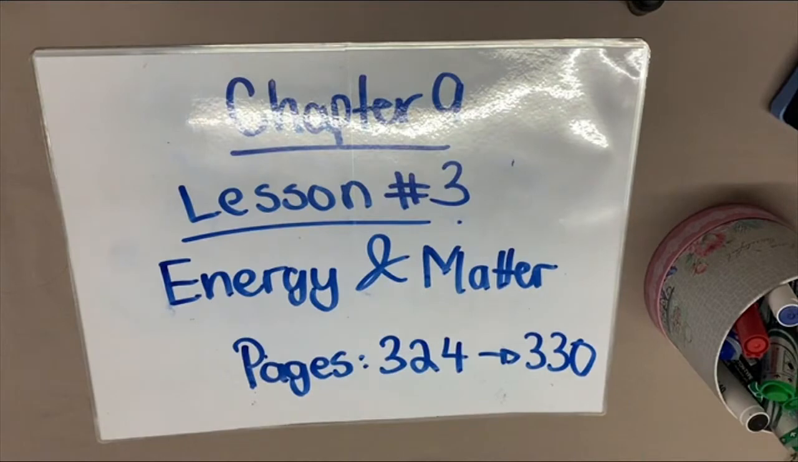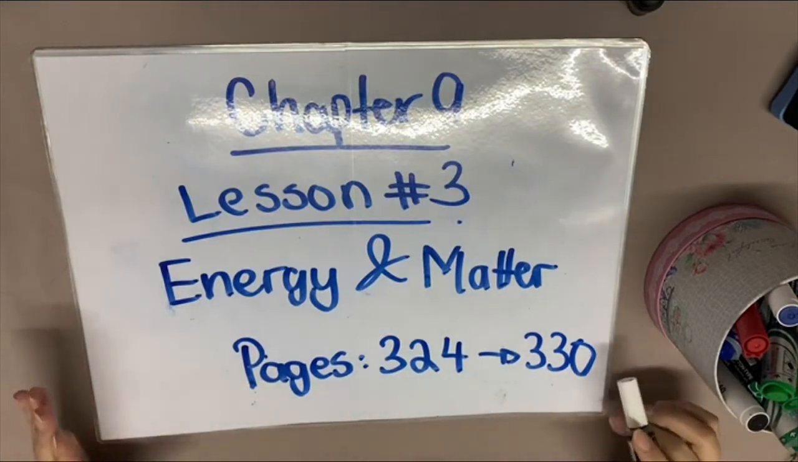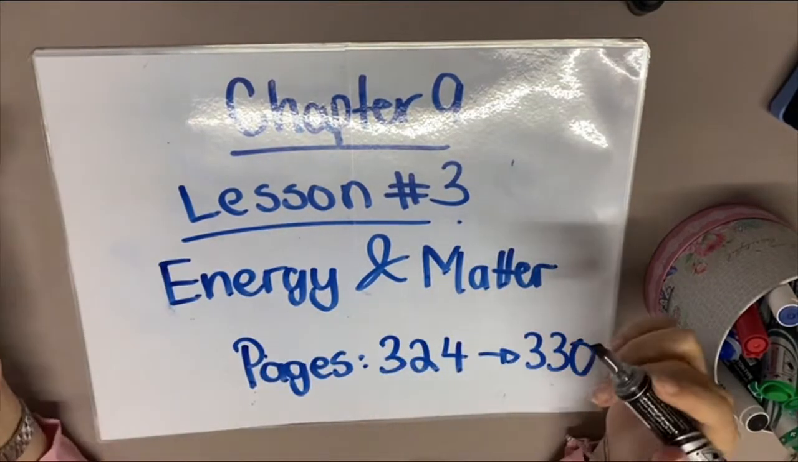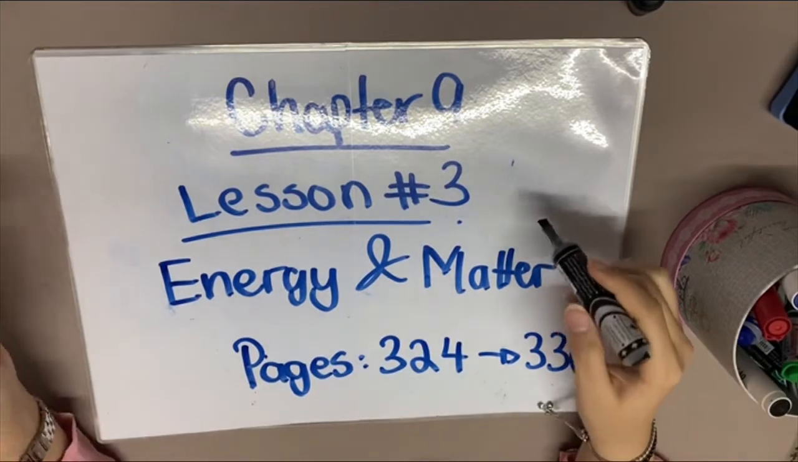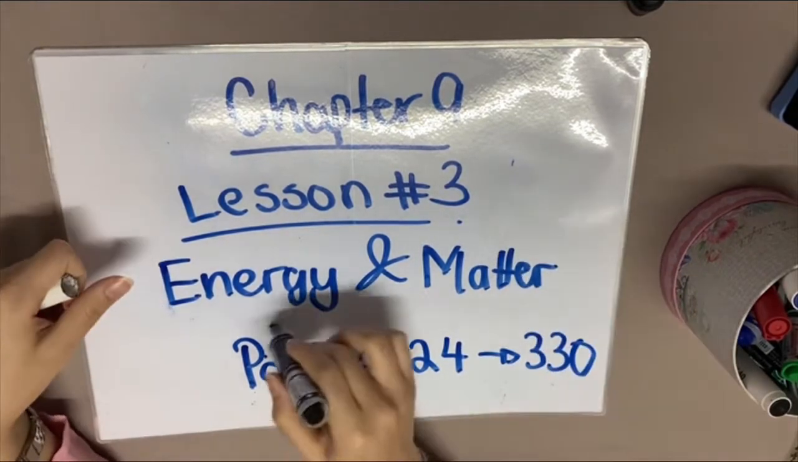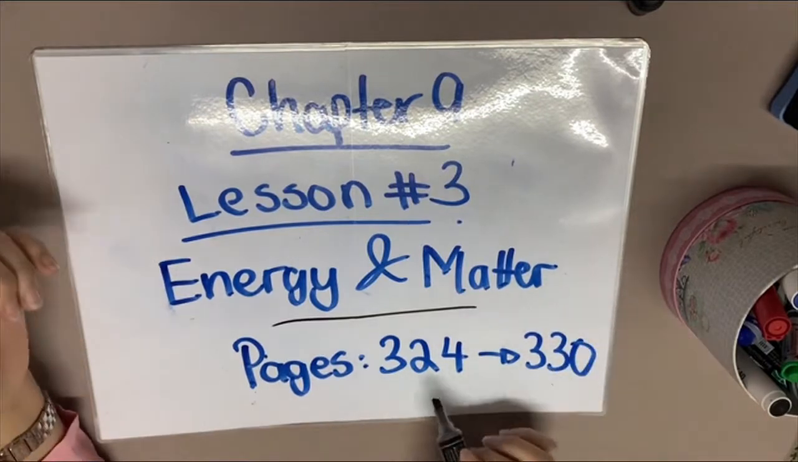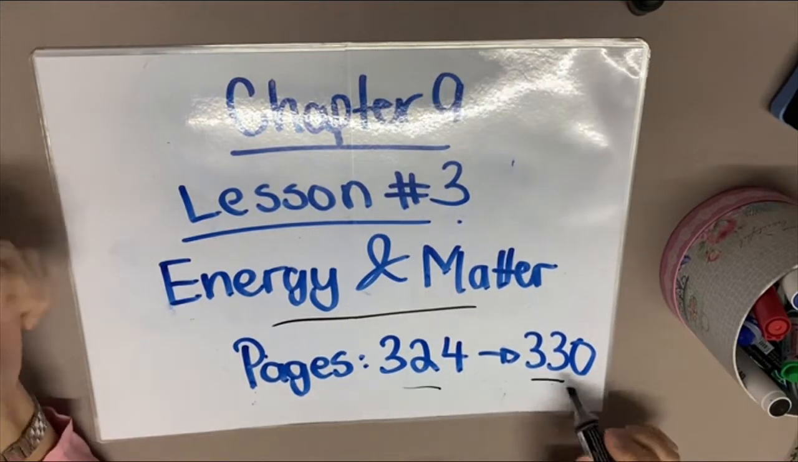Hello, class. This week, we're going to finally be finishing Chapter 9, Interactions of Living Things. We're going to be taking Lesson 3, the last lesson, Energy and Matter. You're going to find it in our textbook, pages 324 to 330.